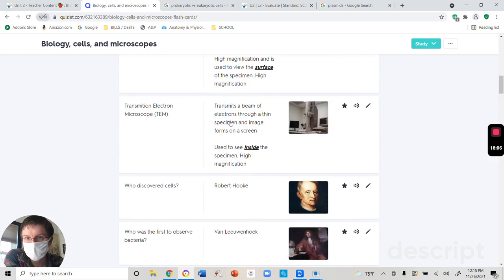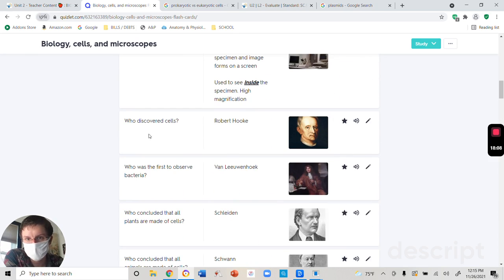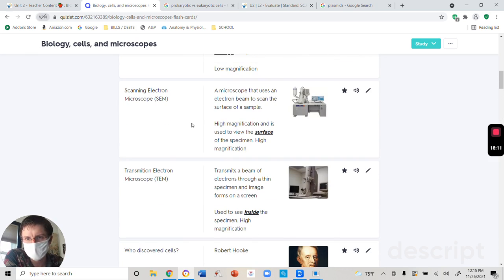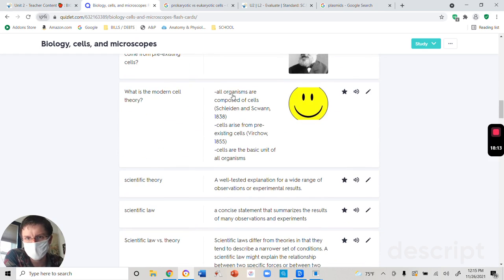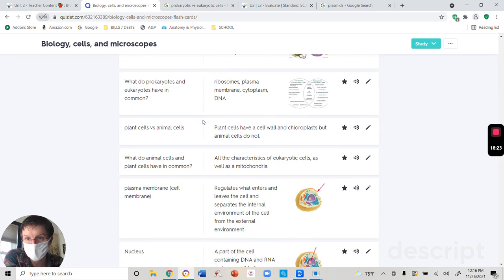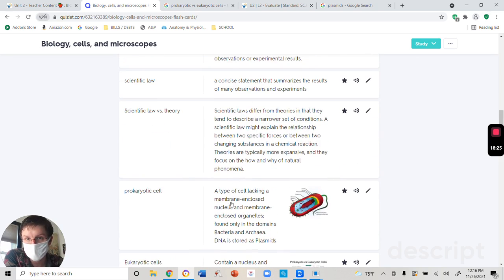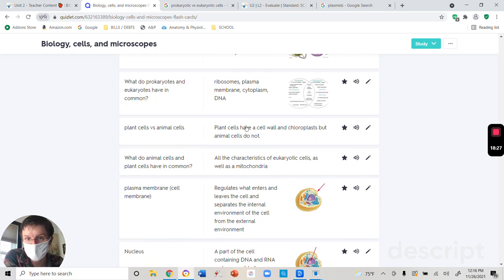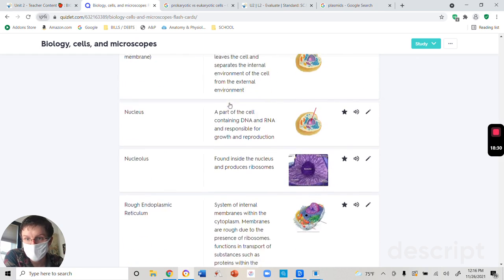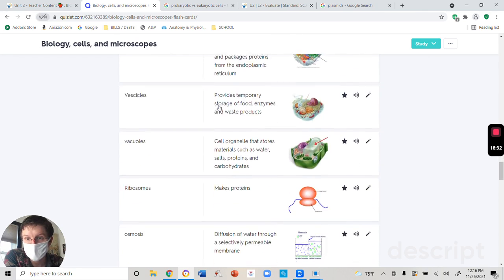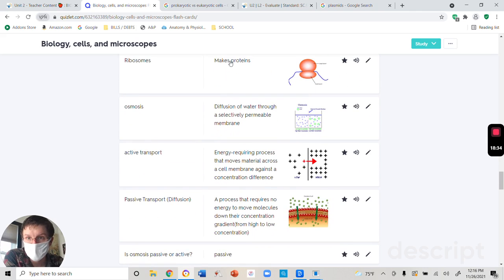So this is all stuff you guys are pretty familiar with. Yeah, we got some scientists. Yeah, we got some microscopes, but they're probably not going to emphasize that too much. You need to know modern cell theory, though. You need to know all organisms are composed of cells. They come from pre-existing cells, and the cell is the basic unit. All right. You need to know the differences between prokaryotic and eukaryotic cells. You need to know what they have in common. You need to know these organelles. Ribosomes make proteins.